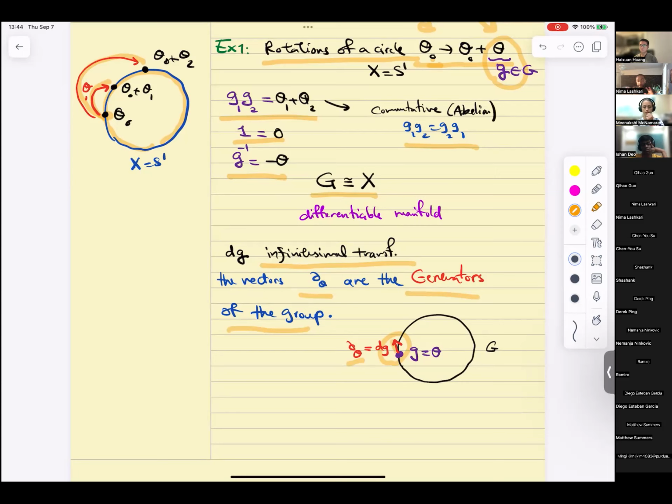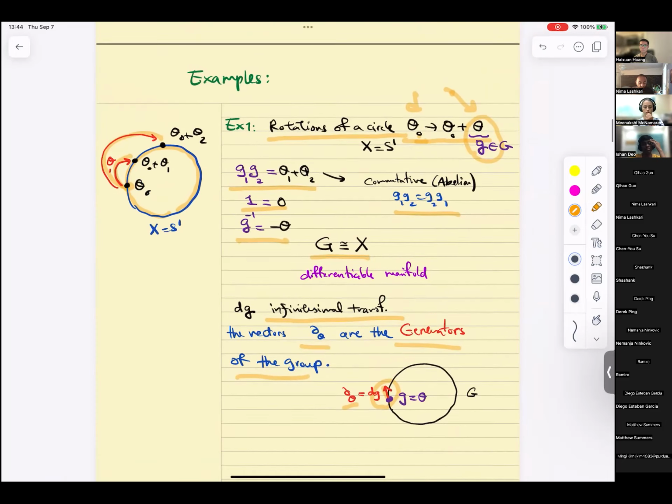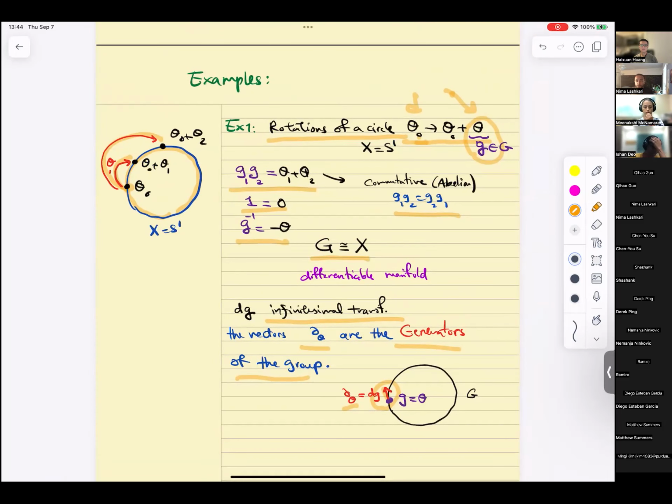So the terminology is like this. The group, well, okay, we're going to get that. Is this very, very simple example clear? We're going to build up on this and go forward.